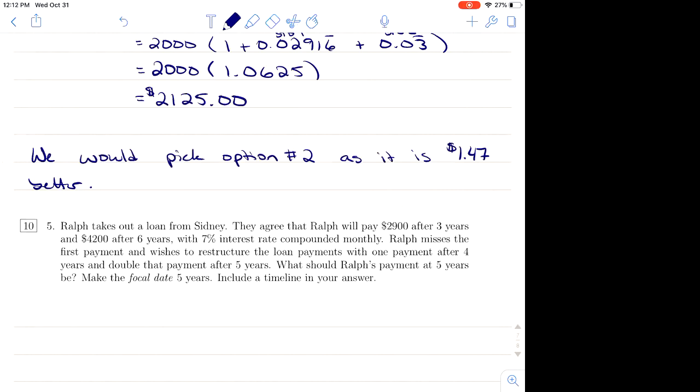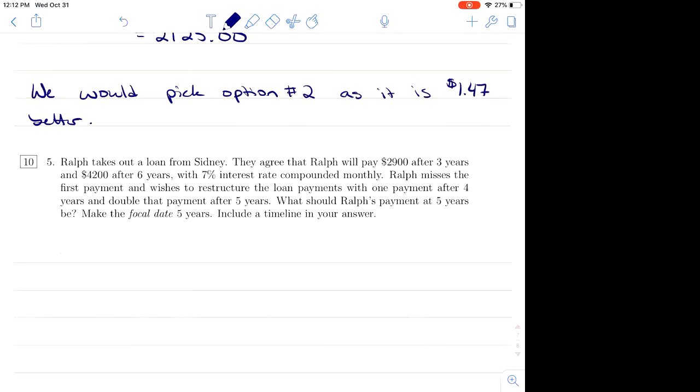So as far as the type goes, I'll call it a restructured loan, right? You have some original loan payment plan, you have to restructure it, find the equivalent payments.